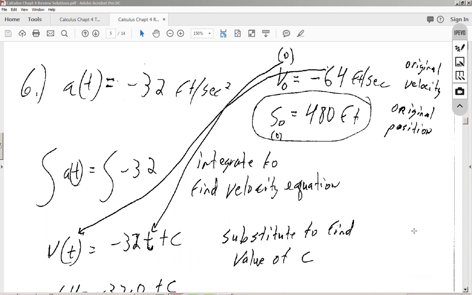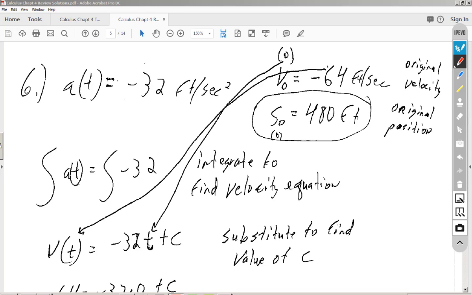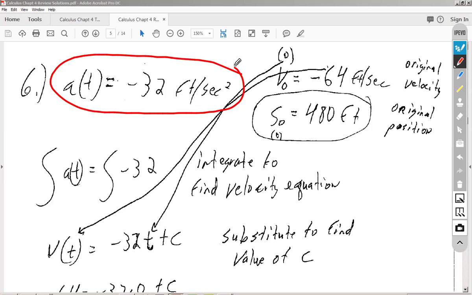On number 6, the problem says use a of t equals negative 32 feet per second squared as acceleration due to gravity. An object is thrown vertically downward from the top of a 480-foot building with an initial velocity of 64 feet per second. With what velocity does the object hit the ground? So you're going to notice that the a of t equals negative 32 feet per second squared. That's acceleration. Any object that's thrown in the air or any object that is dropped, immediately gravity starts to pull on it. So that's effective gravity. It's negative 32 feet per second squared. And that is your acceleration equation.